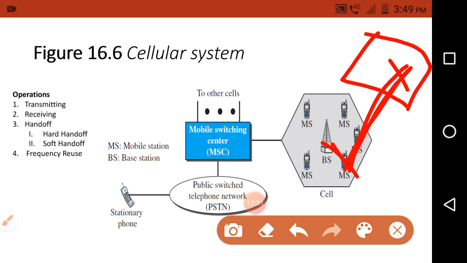Even if it is already present in the communication with the previous base station, here this particular mobile station has established communication with two base stations simultaneously. So at that time there is no cut in the middle of the call because of soft handoff. That is what we call soft handoff.